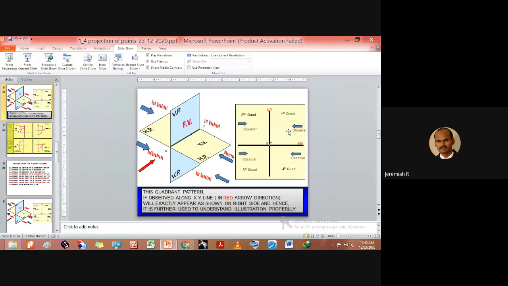So this is the first quadrant, here the observer. This is the second quadrant, here the observer. This is the third quadrant, here the observer. This is the fourth quadrant, here the observer.